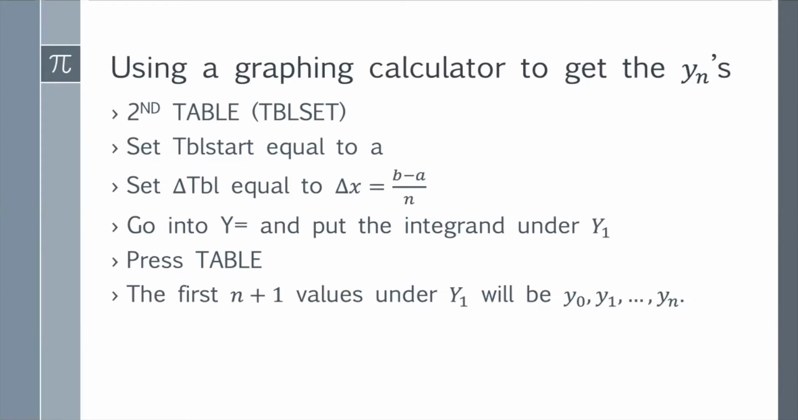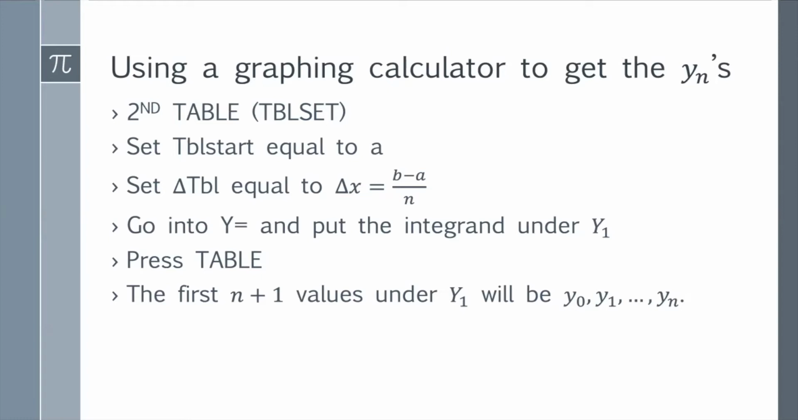And so I'm going to use this in each example that I do. I'll just talk you through the steps right now. So the first thing you do is hit second table, which brings you into table settings. And then it's going to ask you for a value of table start and a value of delta table. So set table start equal to a, which is the lower limit of integration, and then set delta table equal to delta x, which again is b minus a over n.